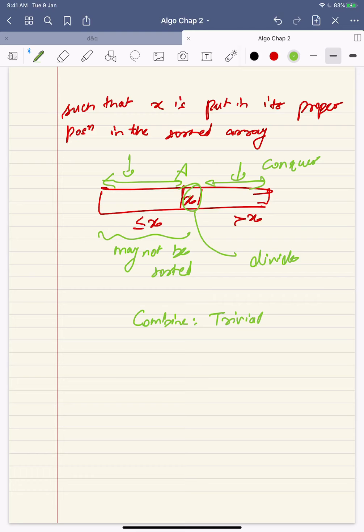So let's write down a quick pseudocode for this. You have this QuickSort, and you need the array, and you need the start and the end. So what is the base case? If there's only one element, if the start is equal to end, you return.